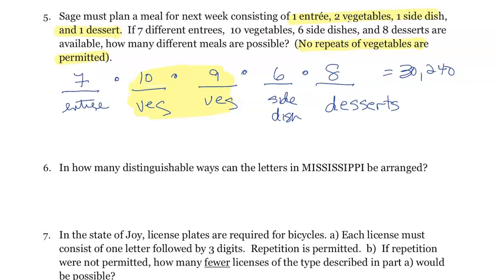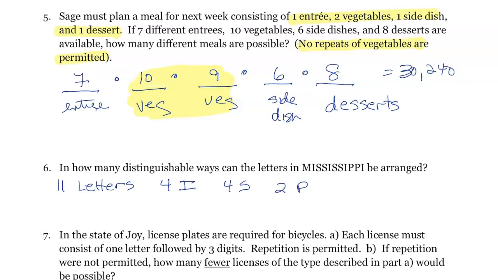In how many distinguishable ways can the letters in Mississippi be arranged? Okay, so the first thing you've got to figure out is that there are 11 letters. Then we have some repeats. So I have 1 M, but I have 1, 2, 3, 4 I's. 4 S's. 1, 2 P's. Okay, I think those are all the repeats.